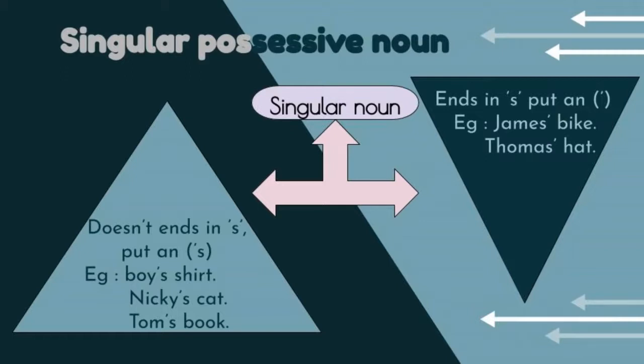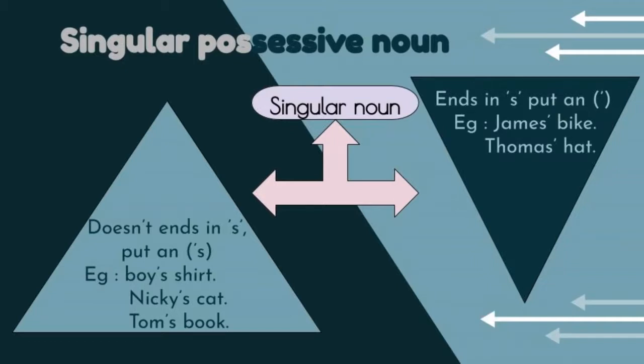And the next example is Thomas' hat. Whose hat? Thomas' hat. The hat belongs to Thomas. So Thomas is the name of a person. So that's why we put an apostrophe after the noun Thomas.